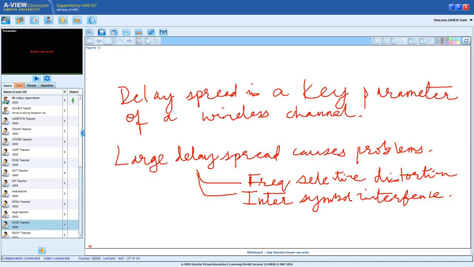What is the relation between BC and RMS delay spread? That is what we talked about. The relation between BC and the delay spread is BC equals 1 over 2 TD. That is the relation between the coherence bandwidth and the delay spread.